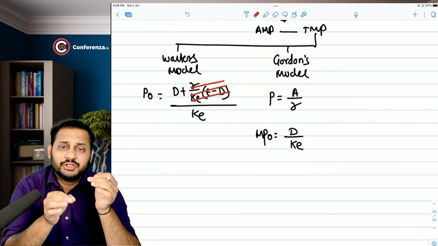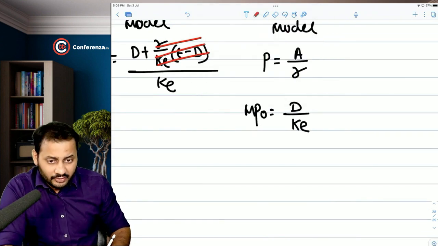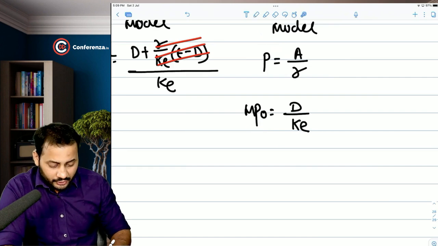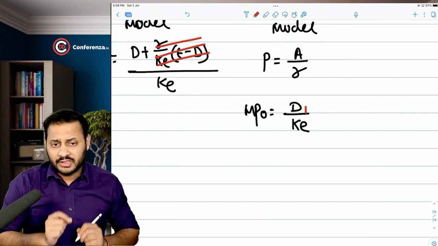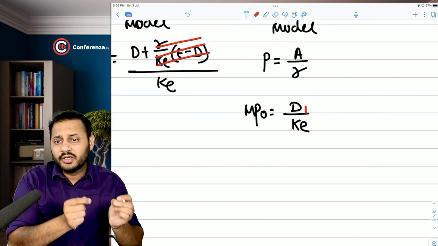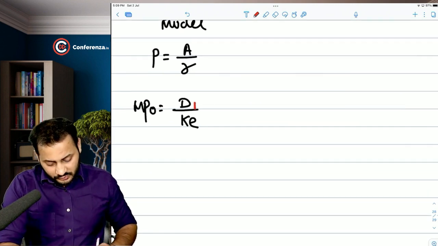But the perpetuity concept remains the same. It says that if you want to calculate the market price today, you need the cash flow of tomorrow. So make sure that the dividend you use in the numerator is always D1. So let me take the example.